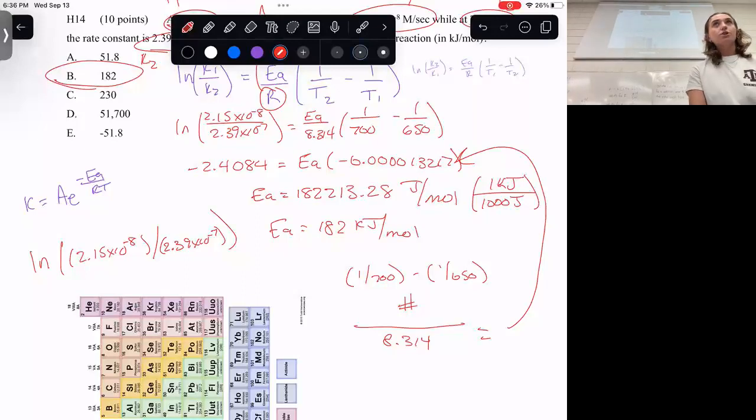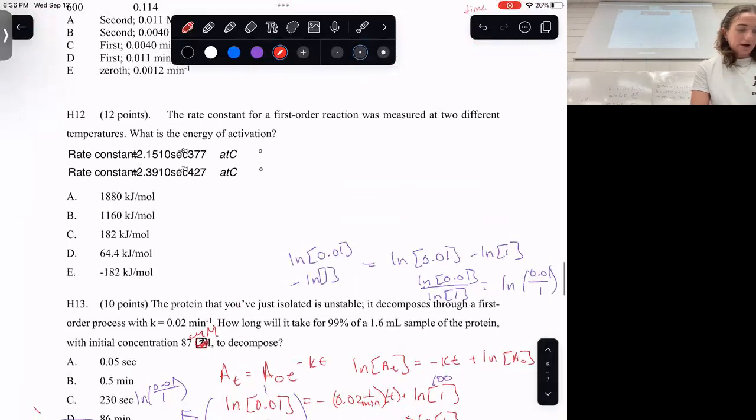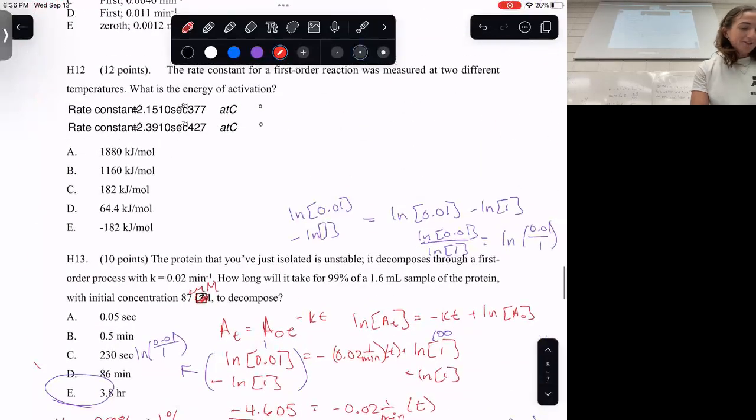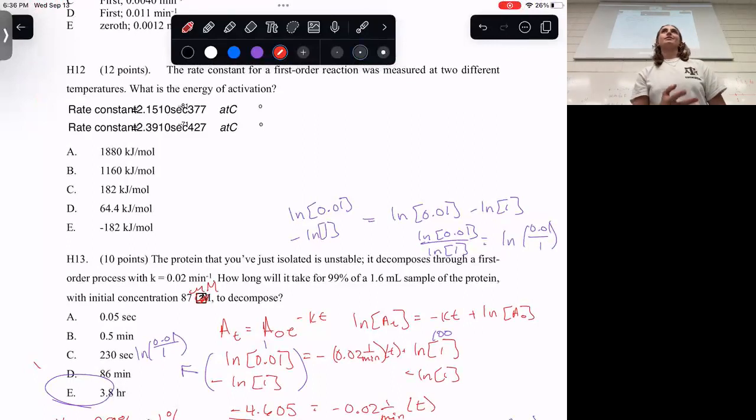To look back at question 12, we're saying the rate order for a first order reaction was measured at 2 different temperatures. What is the activation energy? Those numbers given, 2.15 and 2.39, are almost the same as the first one we were just given. You're given 377 and 427, which in Kelvin is 650 and 700. So this one's just the extra step of making sure you put it into Kelvin first. So you can go back and try 12 to see if you get the same answer.